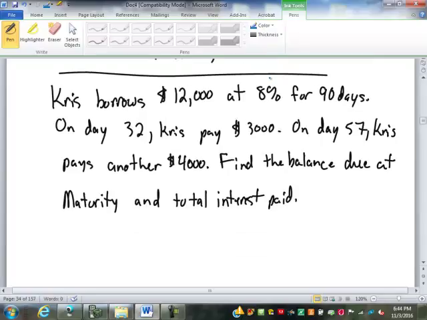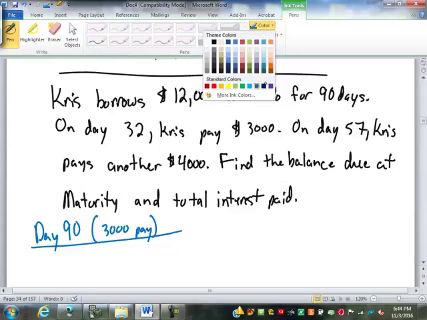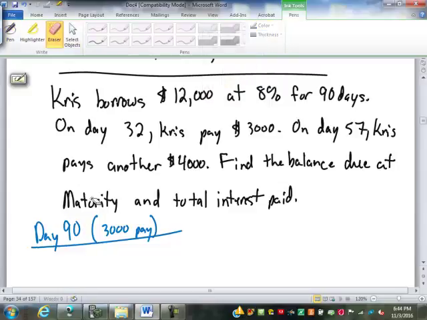So here for Chris, our first action is on day 90. And that is a $3,000 payment. I'm sorry, not day 90. What day is it on? 32. Day 32. Thank you. I'm really out of it tonight. I apologize.